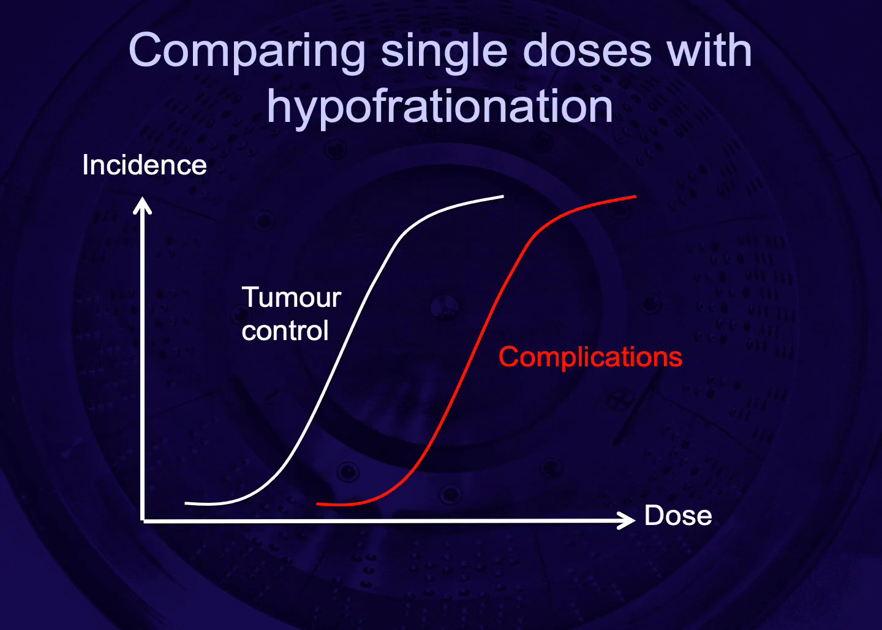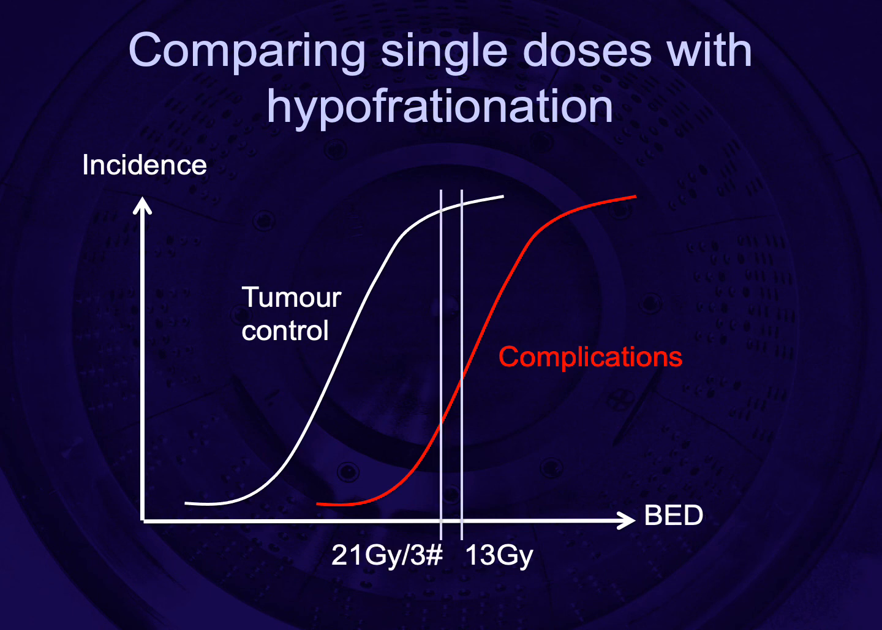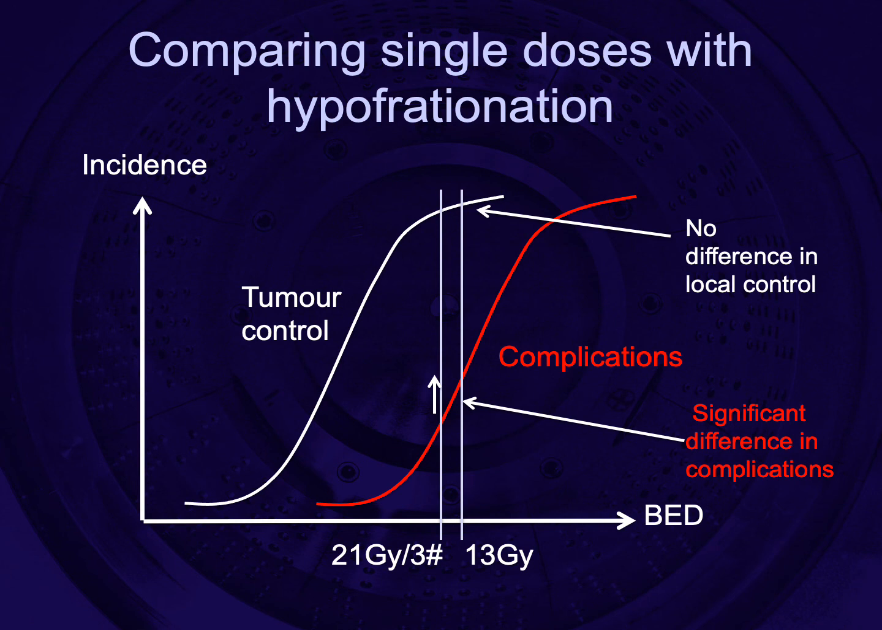It's important when we're comparing single doses with hypofractionation. We have our classic sigmoid curves. Let's say we're comparing a 13 Gray dose with, let's say, 21 Gray in 3 fractions. Now, what we would see here if we studied 2 different patient groups like this is that there would be no difference in local control because at that BED, we're at the top edge of the sigmoid curve for tumour control, but we would see a significant difference in the complications.